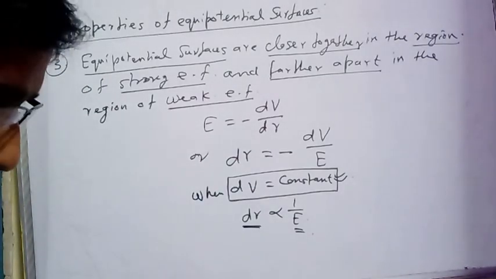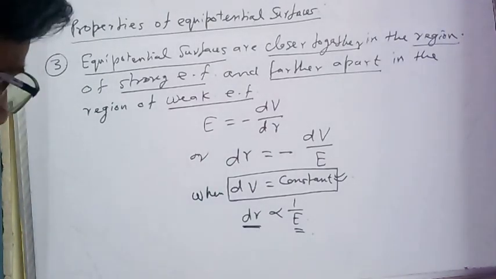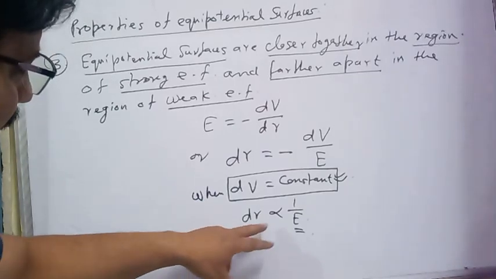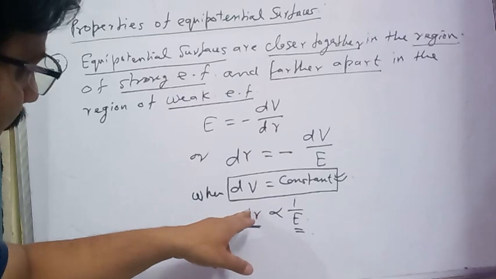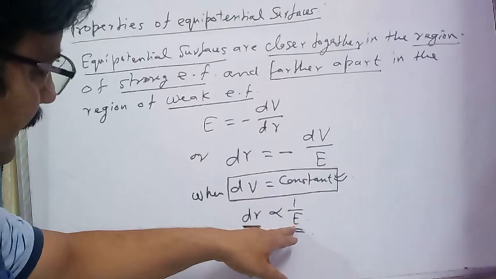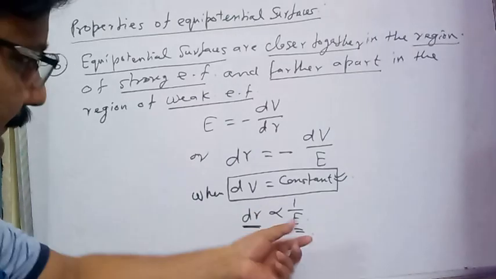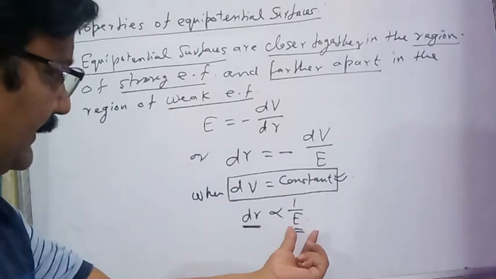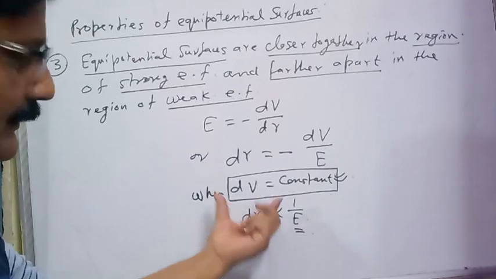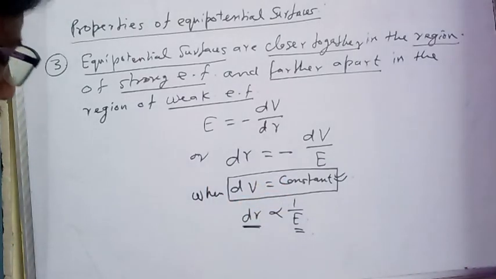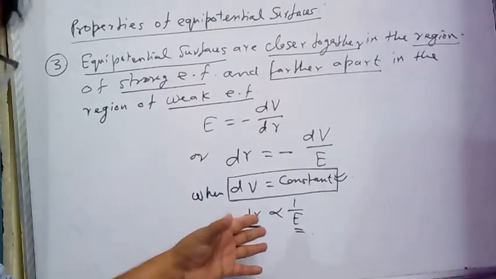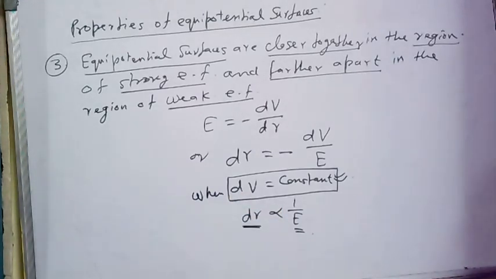What it means, the spacing between the equipotential surfaces will be smaller if the electric field is strong. If E is more, dr is going to be less. If E is less, dr going to be more. In a weak electric field, spacing between equipotential surfaces is going to be more. This is third property.